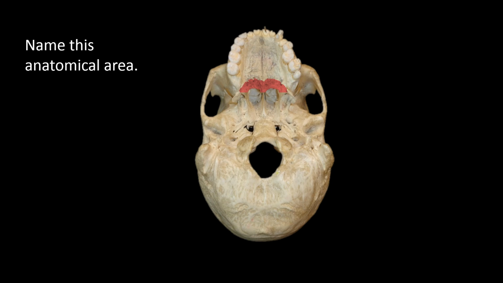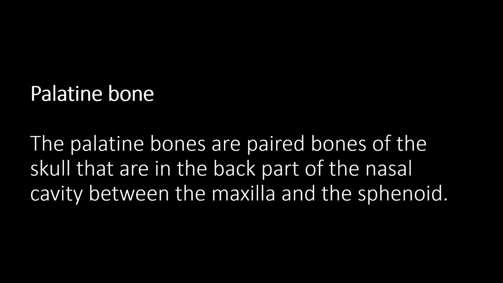Name this anatomical area. Palatine bone. The palatine bones are paired bones of the skull that are in the back part of the nasal cavity, between the maxilla and the sphenoid.